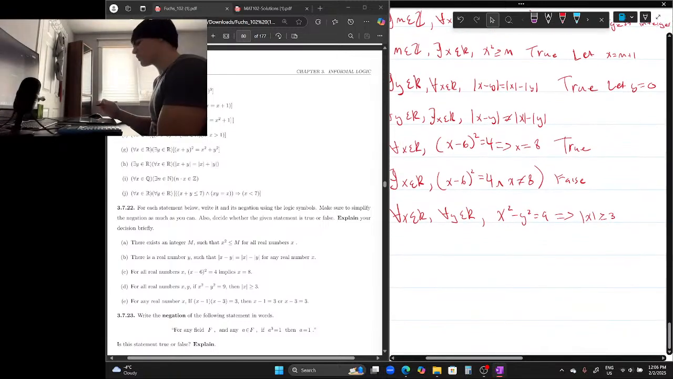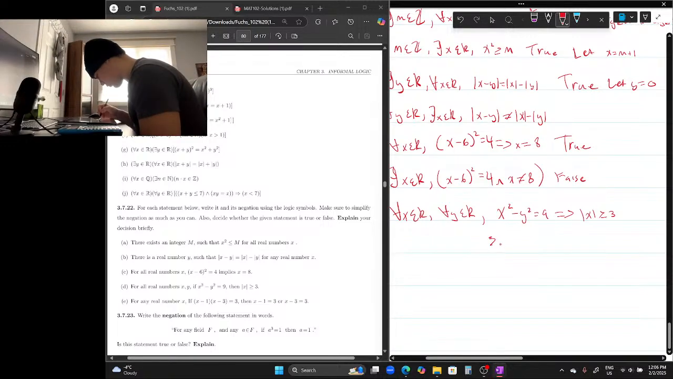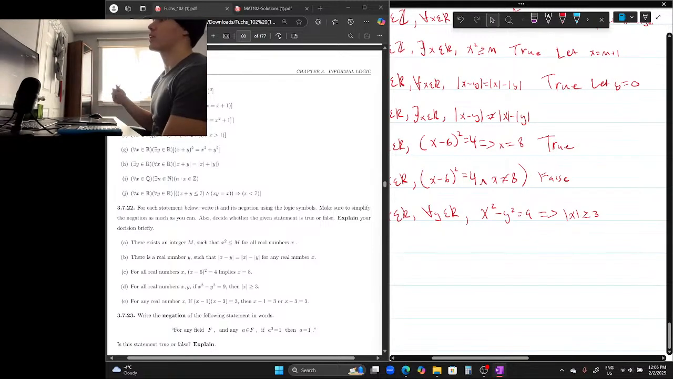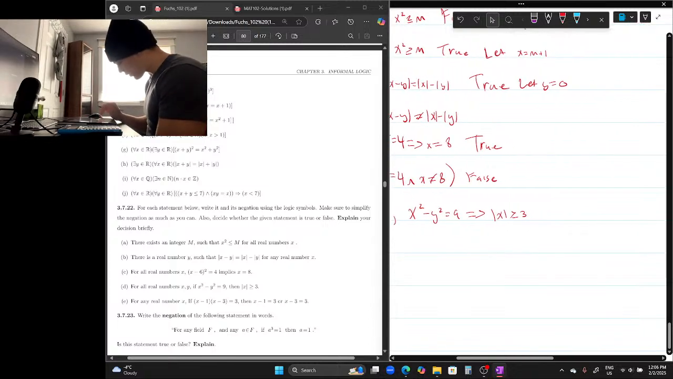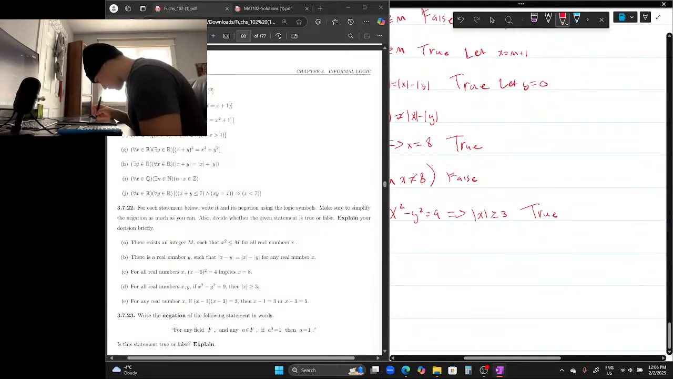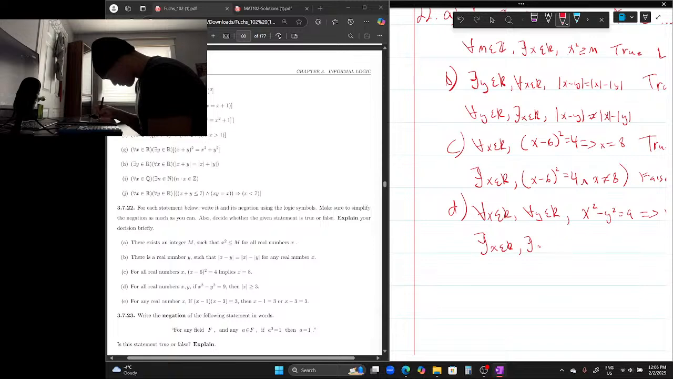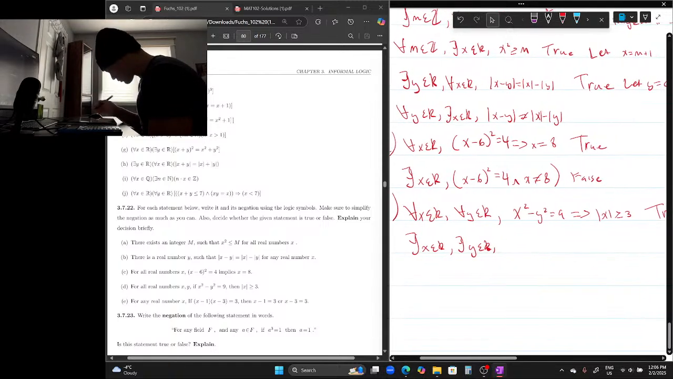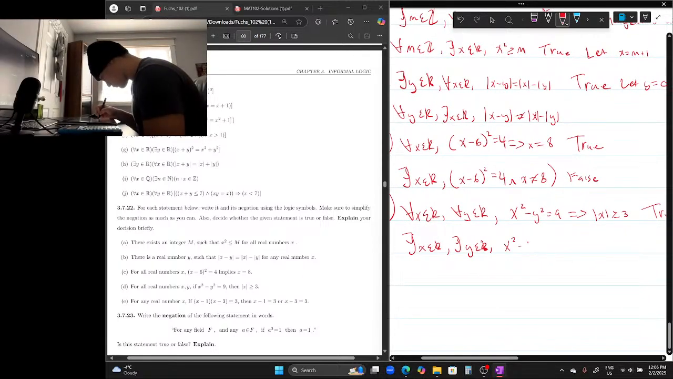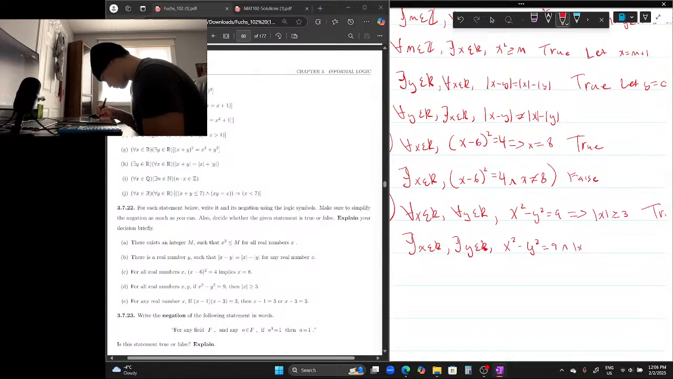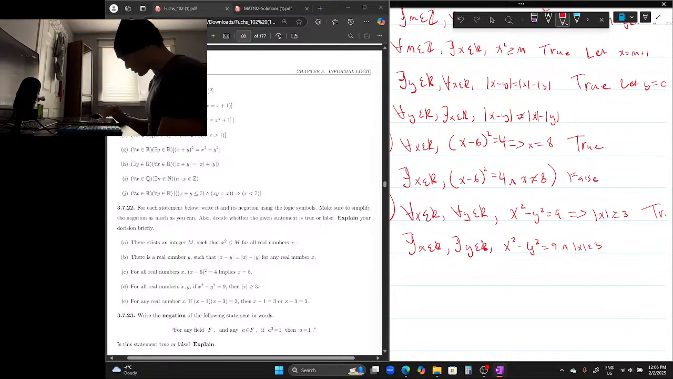Let's see. So if x is greater than 3 again, let's say 3.1, then you already know x squared is going to be greater than 9. So if y is 0, anyways, the statement is true. Negation. The statement is obviously false.